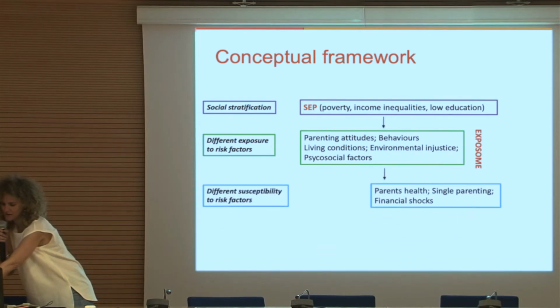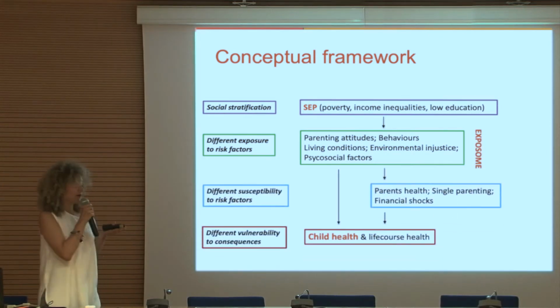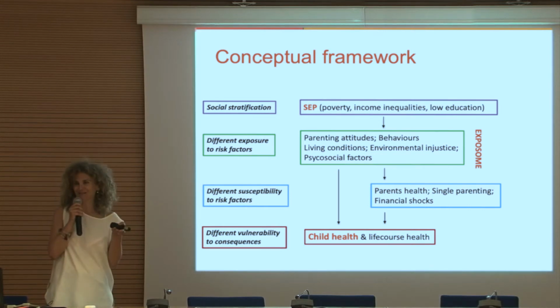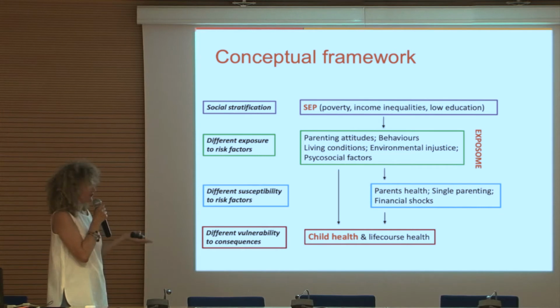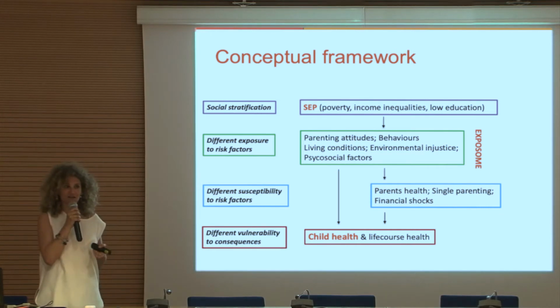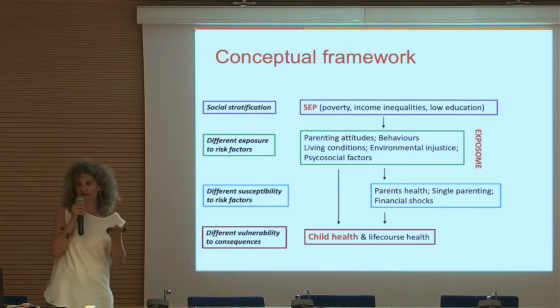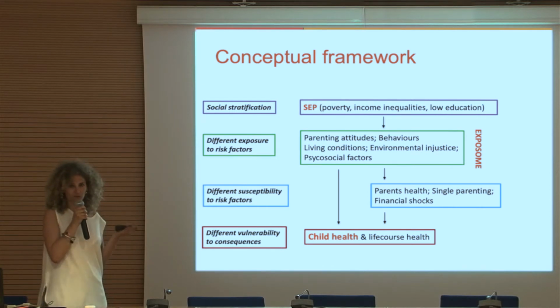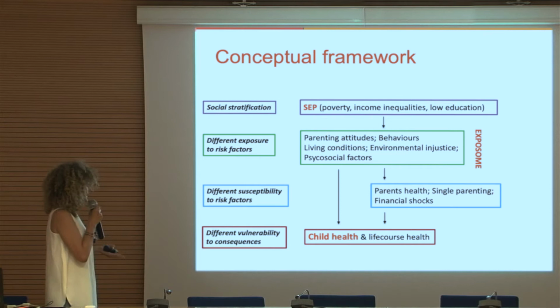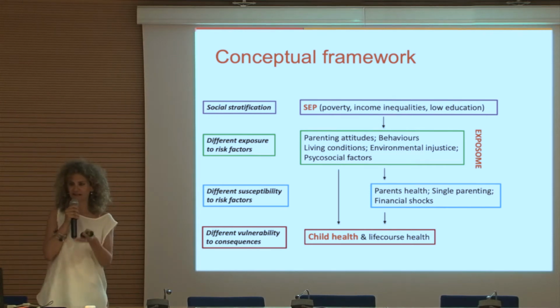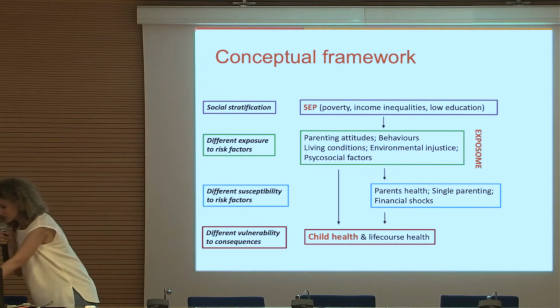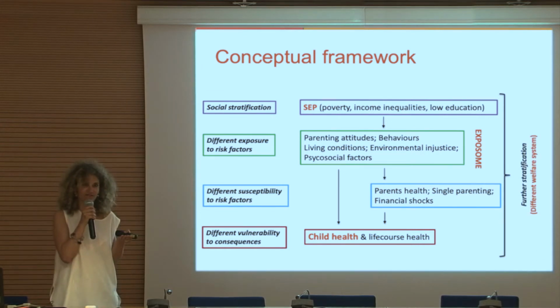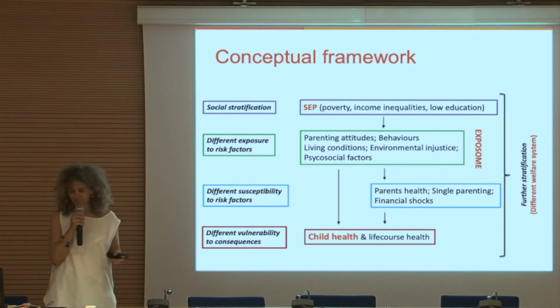And the subject with low income might also have a different susceptibility to these risk factors, because low SEP children or subjects are also more likely to live in households with single parenting, with parents with diseases, or more exposed to financial shocks. And these lead to child health conditions and then adult life. We might also consider further stratification factors; in particular, the welfare system of the country where the study is conducted is, of course, relevant.